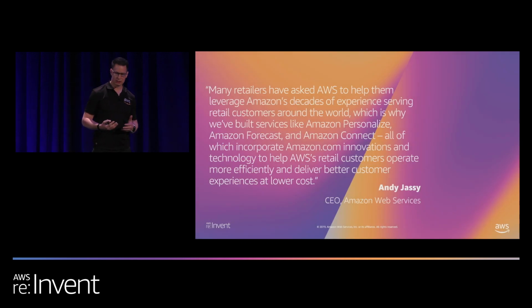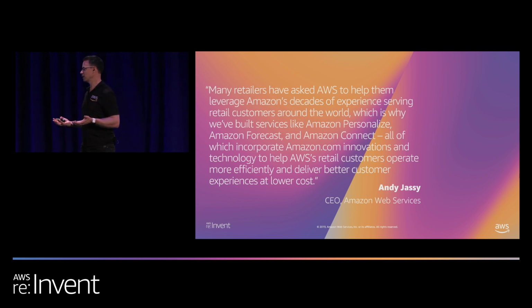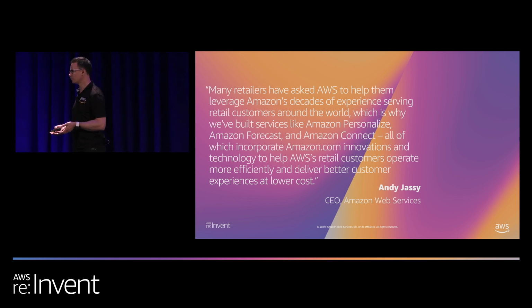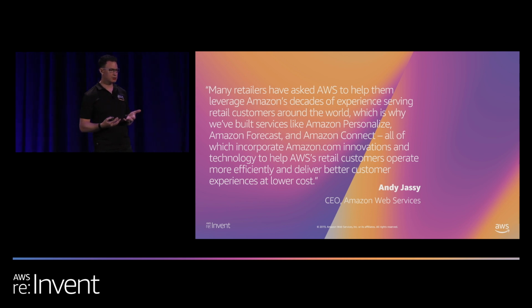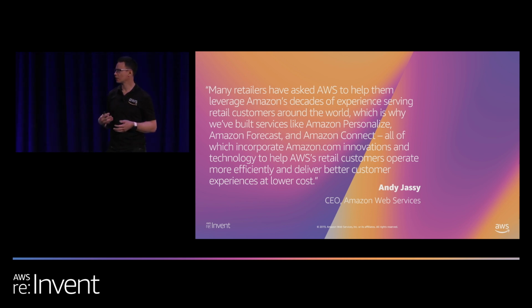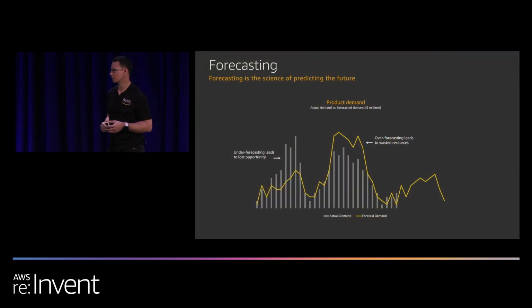So the story behind this is that many retailers were asking us, as Amazon, surely you know something about retail. Surely you've solved some of these challenges already. Isn't there something in AWS you can offer us to make this problem a little easier? And so this is where we came up with, as I said, Amazon Personalize around recommendations, Amazon Forecast for forecasting, and Amazon Connect, which is our contact center experience. So let's start with forecasting.